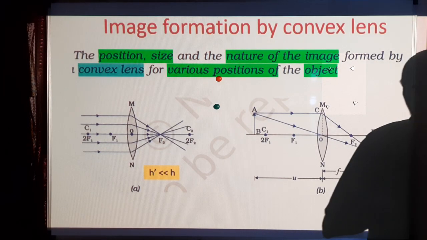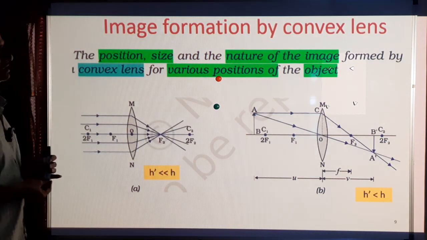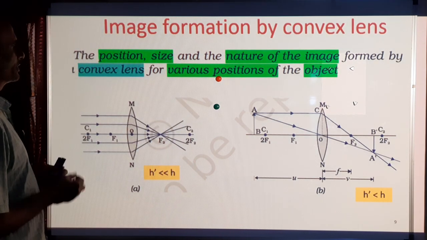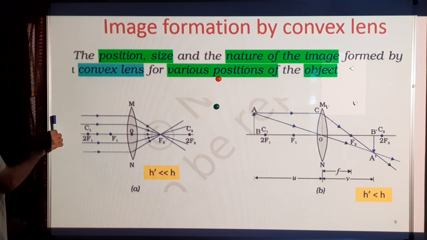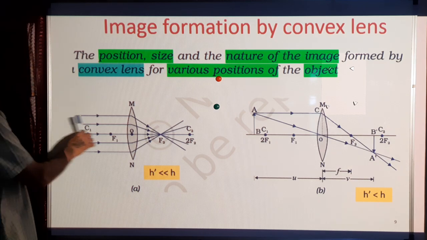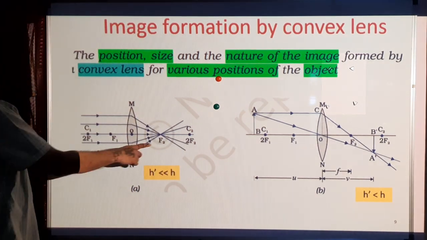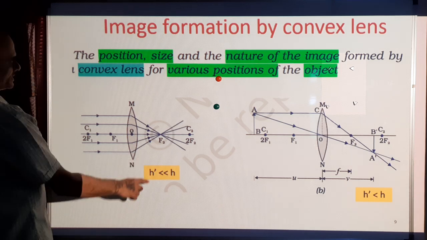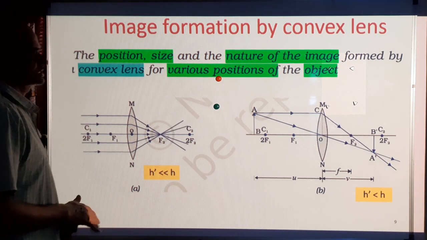For a convex lens, the image will be formed at different places, and also the nature of the image will change depending on the object position. So start with the object at very large distance, infinity, and then bring the object near to the lens. So from infinity it is brought to beyond 2f here. When it is at infinity, the image is a point size object. So the image size is much smaller compared to the object size.